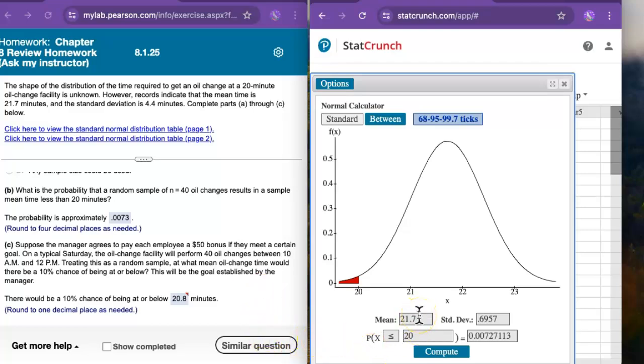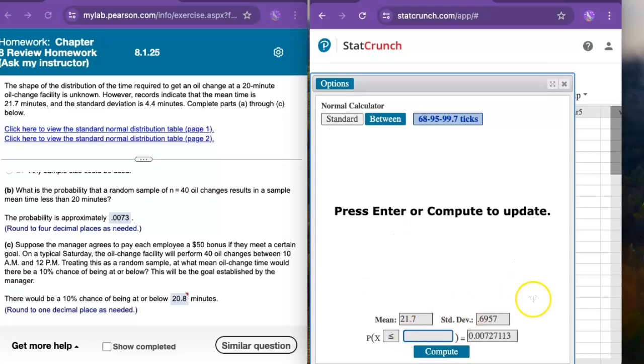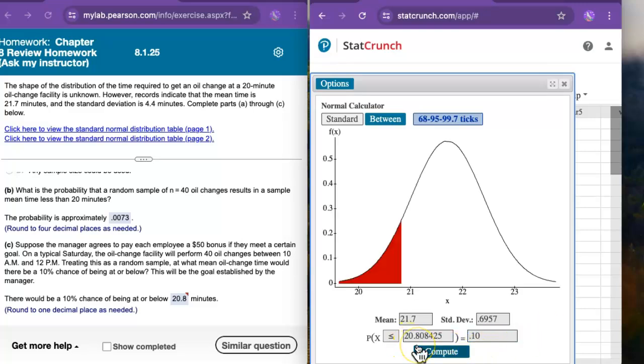So our mean is still 21.7. Our standard deviation is 0.6957. What we don't know is this number. We don't know what that is, but we want the probability of that to be 10%. So that's 0.10. So the probability that x is less than something needs to be 10%. And so when we compute, that's going to give us 20.8. So there would be a 10% chance of being at or below 20.8 minutes.